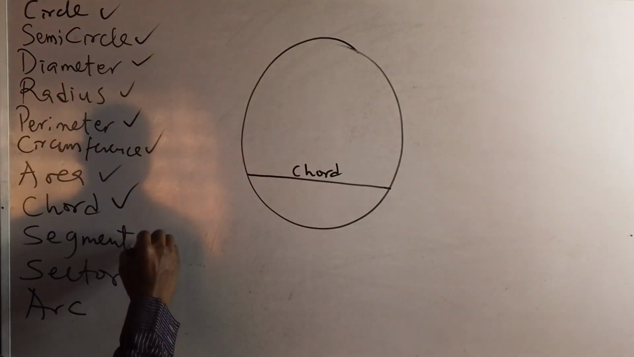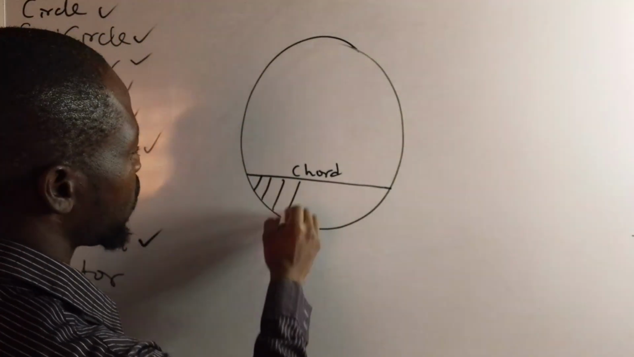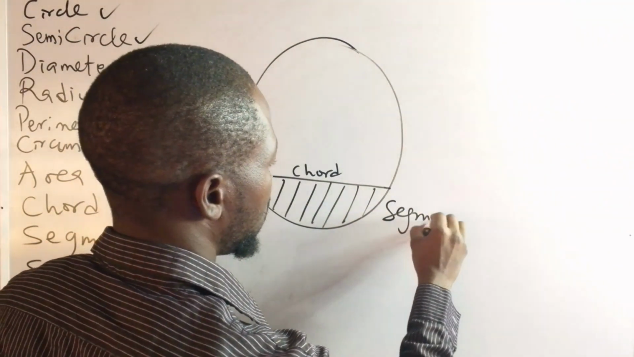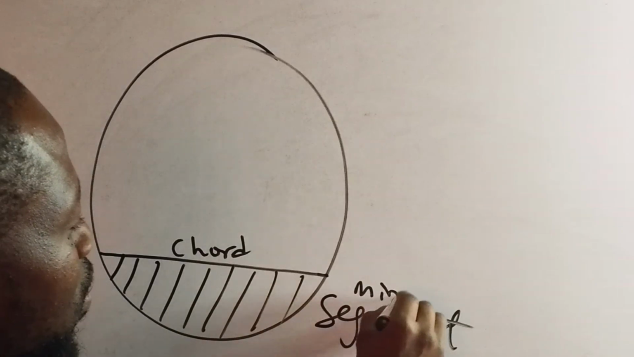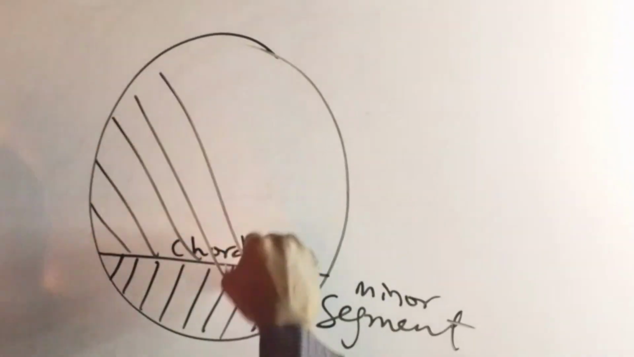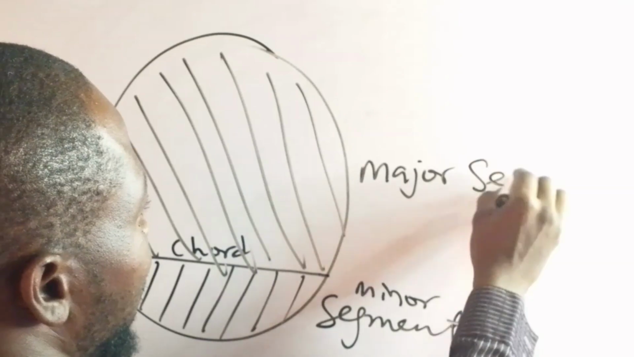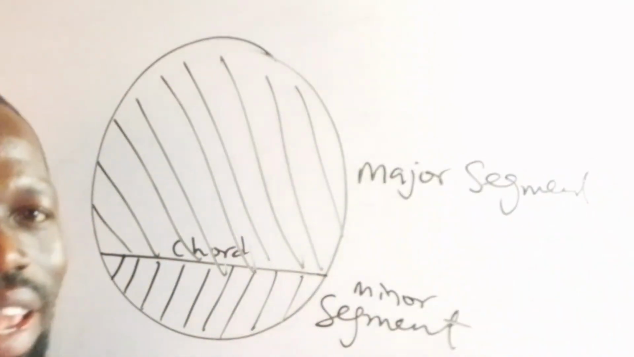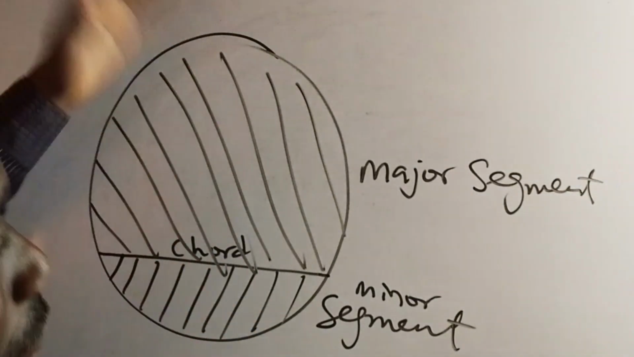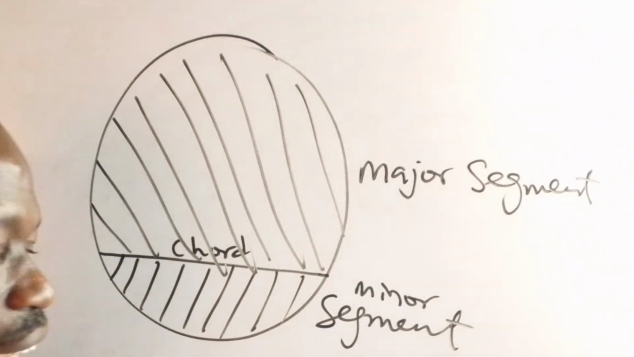The next thing we want to look at is segment. Now, a segment is a part of the circle divided by a chord. This is a segment. In this case, this is our minor segment because it is the smaller segment. The bigger one, this part, is the major segment. So when a circle is divided into two parts by a chord, the part you have that is bigger is the major segment. The part that you have that is smaller is the minor segment.